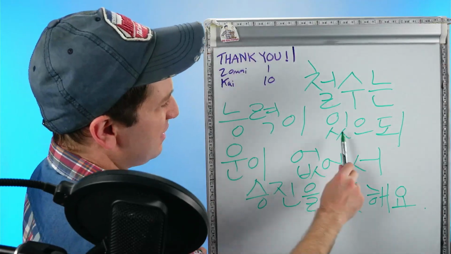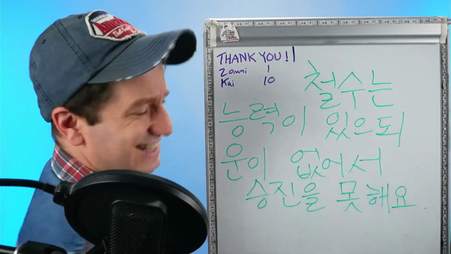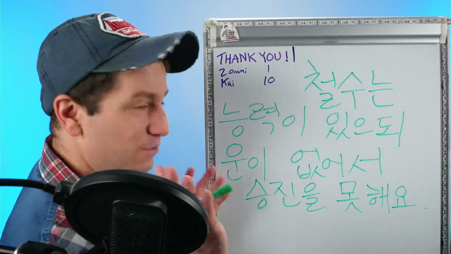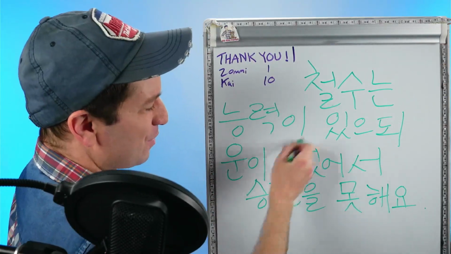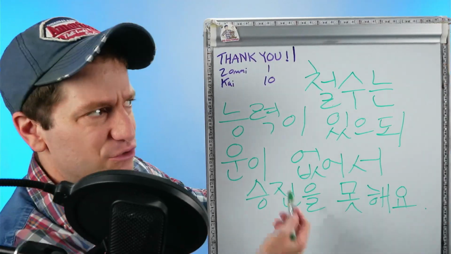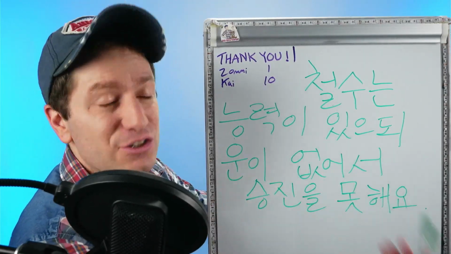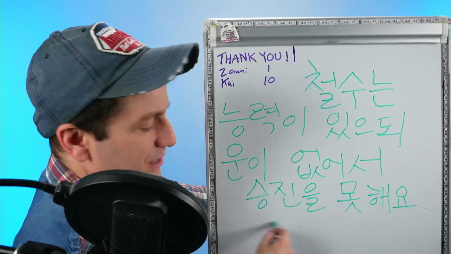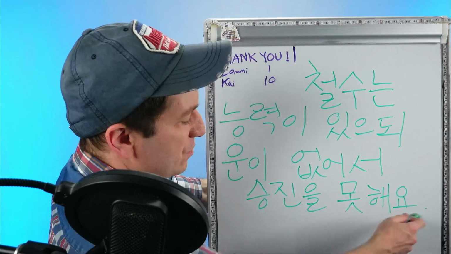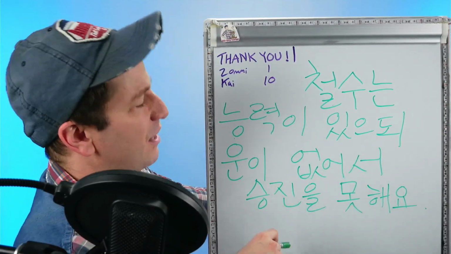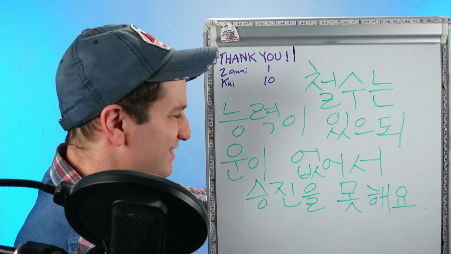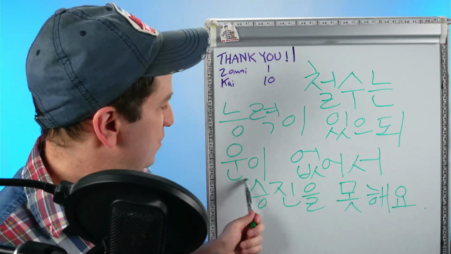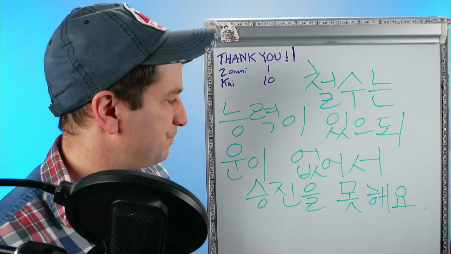철수는 능력이 있으되. So 철수 has skills. However, there's a limit to those skills. And what's that limit? 운이 없어서, because he's not lucky. Literally, 운 means luck. 운이 없다 means no luck. So unlucky. Because he's unlucky, 승진 is getting promoted. 승진을 못해요. So he can't get promoted because he doesn't have any luck, because he's unlucky. Although 철수 has skills, he's unlucky, so he can't get promoted. 철수는 능력이 있으되 운이 없어서 승진을 못해요.